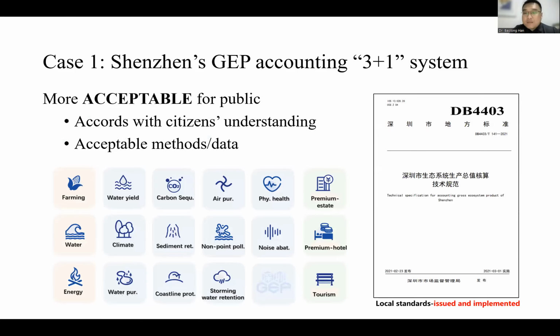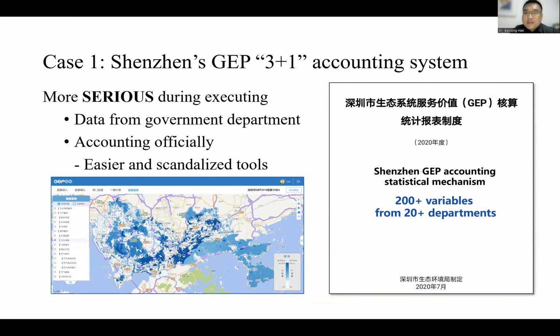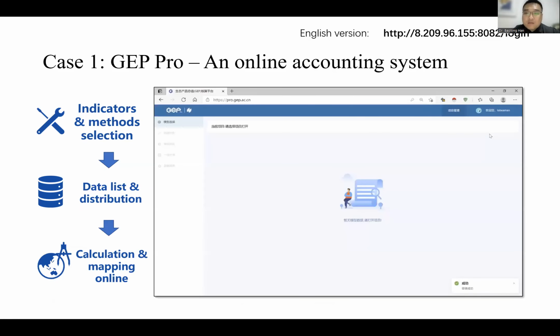And for its accounting technical guidance, Shenzhen involved more ecosystem services which have a closer relationship with people, such as physical health and traffic noise abatement services, and even include the premium estate value from nature view. And that's the first page of its statistical mechanism. And this is the software. Because the time is limited, I won't show the software in too much detail.